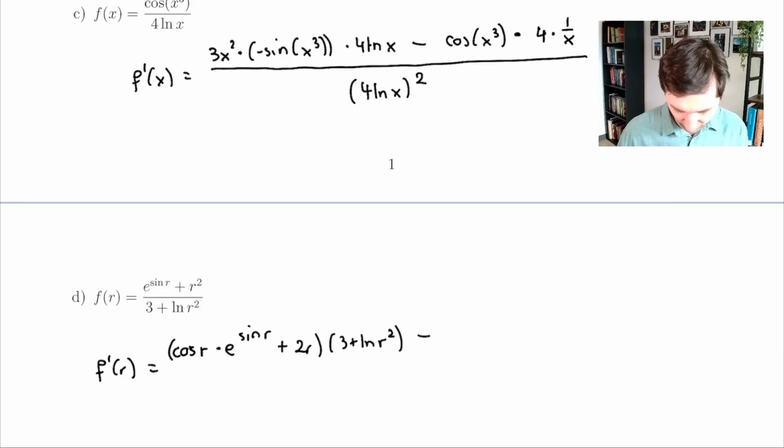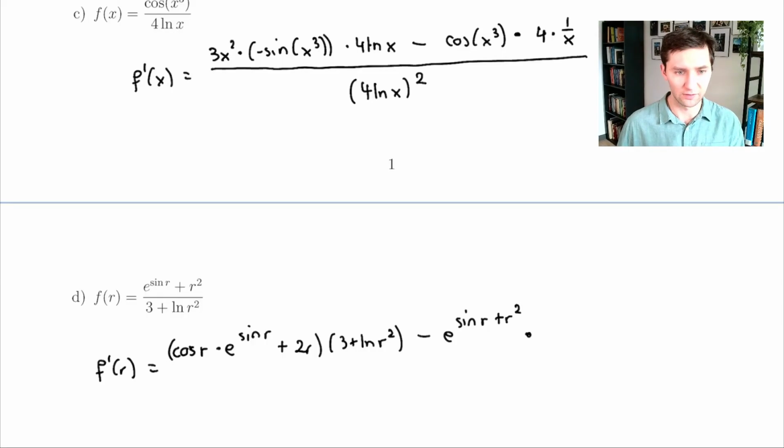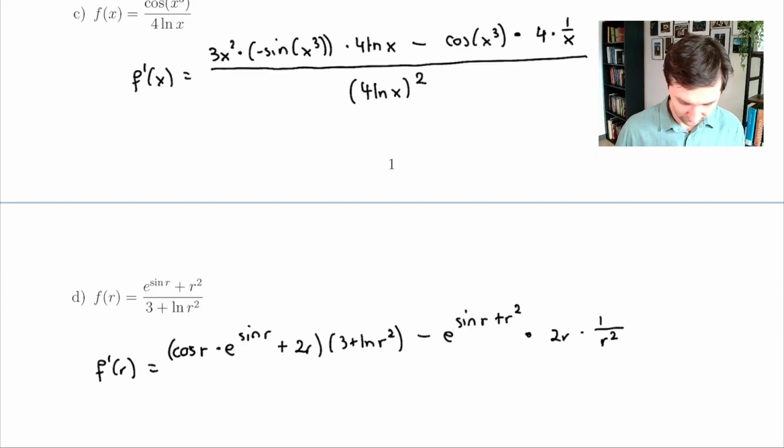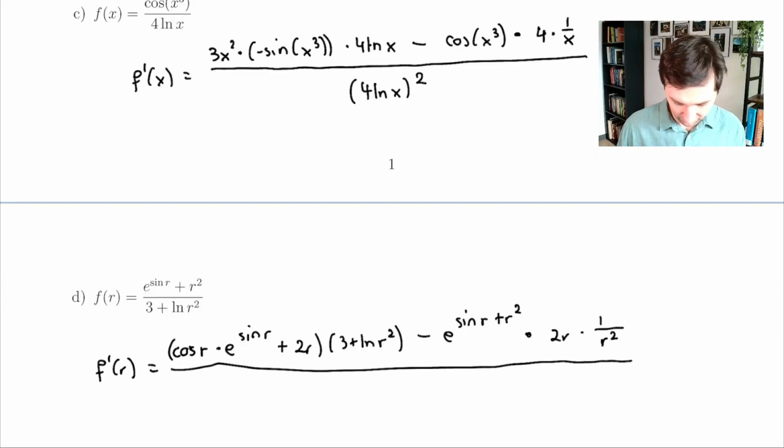And I subtract from it the top function multiplied by the derivative of the bottom. The derivative of 3 is 0. The derivative of ln r squared, I take the derivative of r squared and I get 2r. The derivative of ln is 1 over whatever was inside of ln, in this case r squared. Everything gets divided by the denominator squared. So (3 plus ln of r squared) squared.